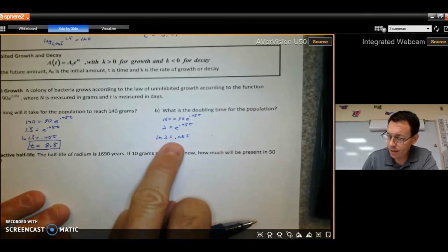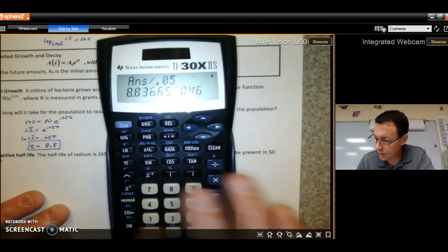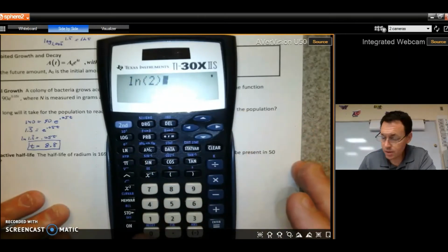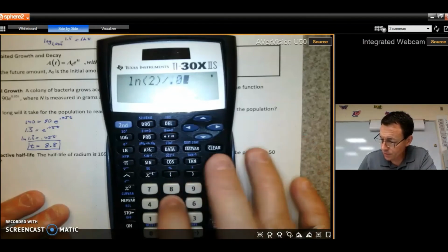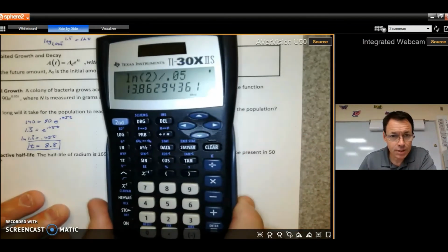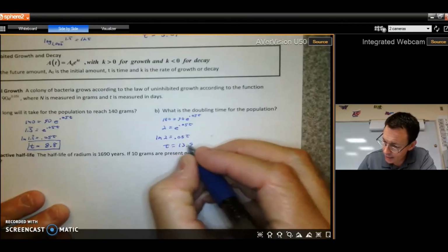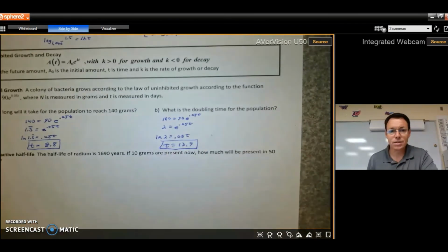And then we're going to divide that by 0.05. So calculator, natural log of 2, parentheses, don't forget the parentheses there, divided by 0.05, and 13.9, we'll say. T equals 13.9 days. That's how long it'll take to double.